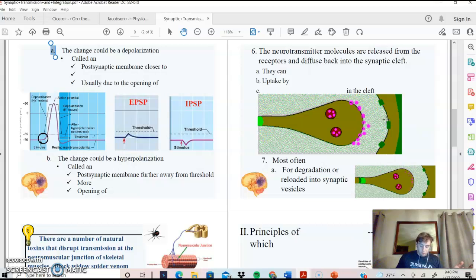Why are muscle contractions important? Because it makes our diaphragm move, which allows us to breathe, and our heart to pump blood.